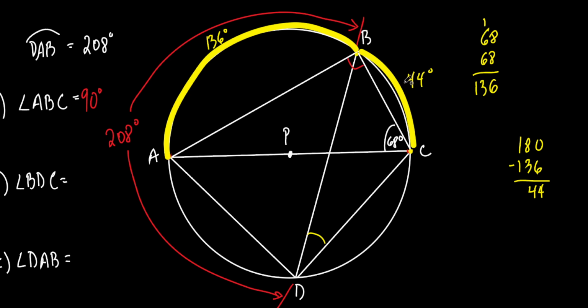Got it? Now, why does that one help us? Because look at D. It cuts off arc BC, doesn't it? So if that's 44, what's this little yellow one right here? It's 22. And that's our answer, isn't it? That's what they want you to find. Angle BDC is 22 degrees. Very good. All right, let's keep rolling. Angle DAB, where's that? DAB. That's this one right here.